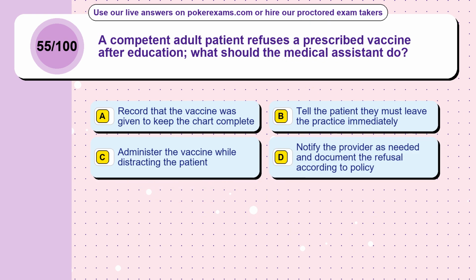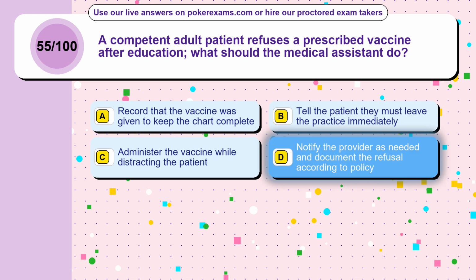Question 55. A competent adult patient refuses a prescribed vaccine after education. What should the medical assistant do? Option A. Record that the vaccine was given to keep the chart complete. Option B. Tell the patient they must leave the practice immediately. Option C. Administer the vaccine while distracting the patient. Option D. Notify the provider as needed and document the refusal according to policy.